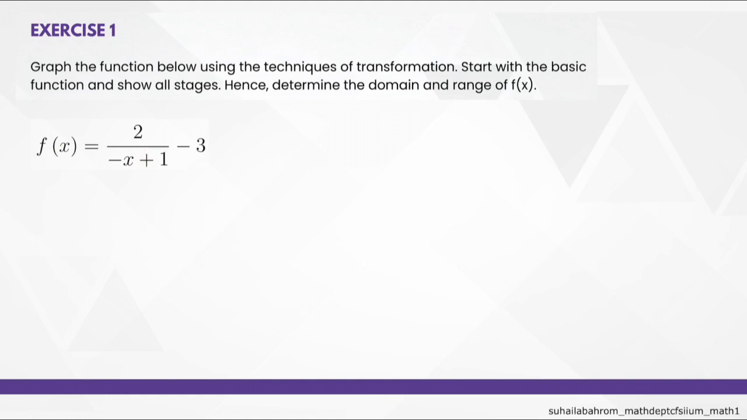In this video, I will proceed to discuss an example from Exercise 1 Part B. You are given the function f(x) = 2 over (negative x plus 1) minus 3.